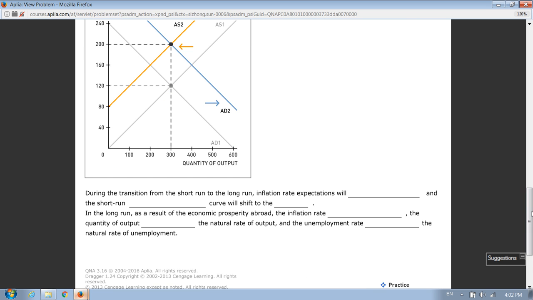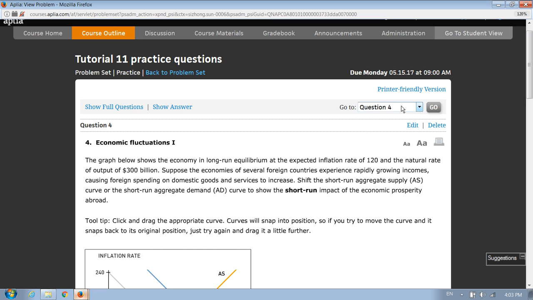So during the transition from the short run to the long run, inflation expectation will adjust upward, because people observe that the price keeps being very high, and the short-run aggregate supply curve will shift to the left. In the long run, as a result of the economic prosperity abroad, the inflation rate increases. Quantity of output returns to the natural rate of output, and the unemployment rate returns to the natural rate of unemployment. Okay, this is question 4. Question 5.